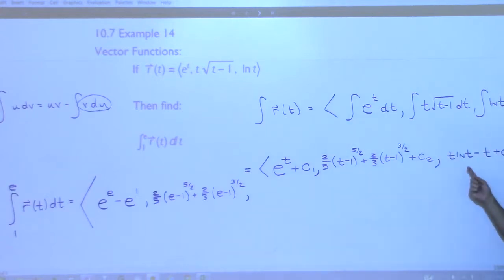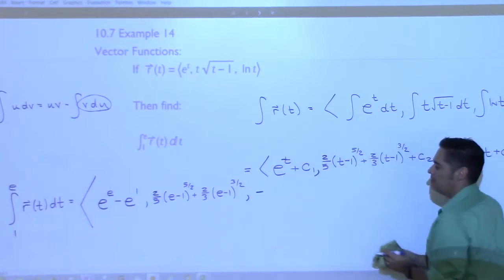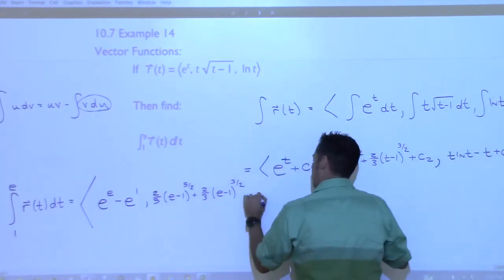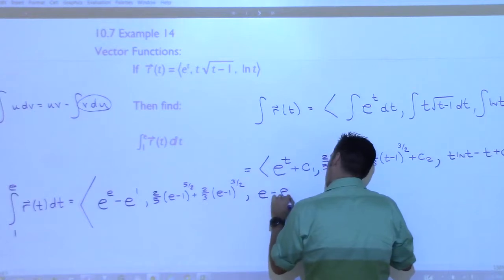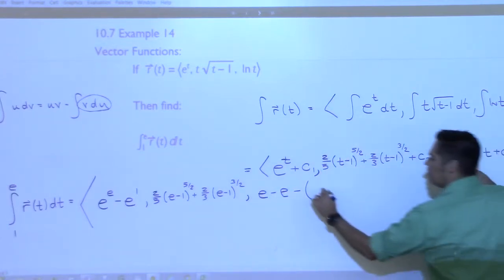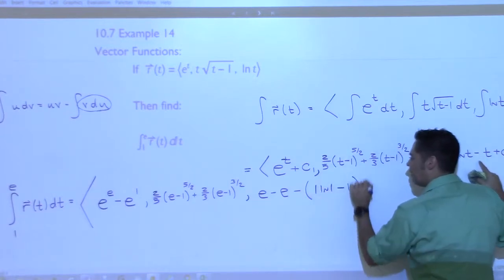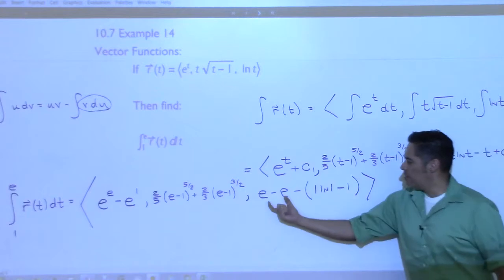And then when I plug in 1, I have to subtract, right? I better put the subtraction sign here. I'll just write it all. e is what we got minus e, and then we're going to subtract from that whatever we get when we plug in 1. So we get 1, natural log of 1, and then minus 1, like that. And that would be 0.